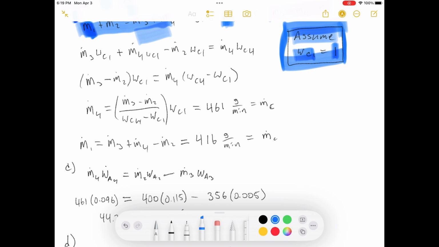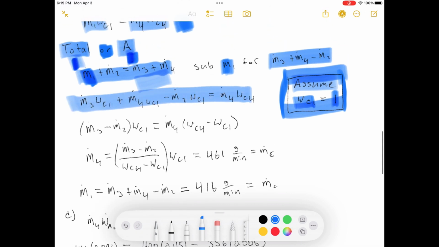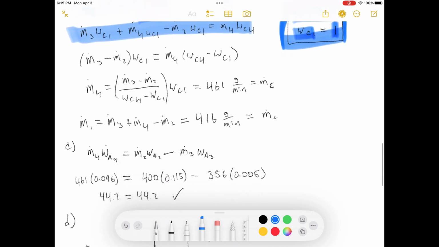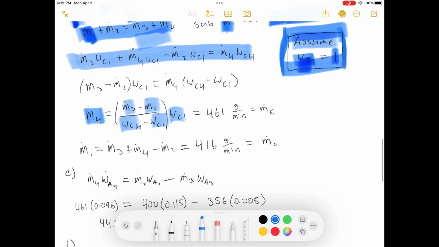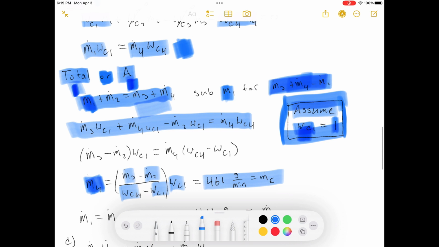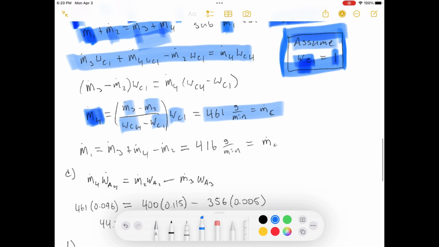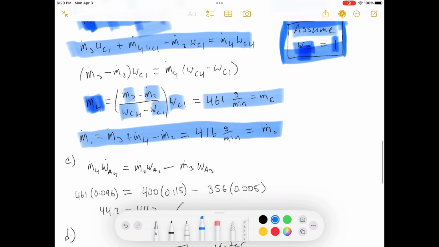Okay. So we just basically do the algebra from here. After we do this substitution, we do some simplifications and we solve for M4. All of these things are known, especially if we assume that equals 1, and then we solve. Okay, the mass flow rate of the extract is 461. And now that we know what M4 is, we can go back to our initial total balance, and we have each one of those components now. And so now we just solve for M1, which is the mass flow rate of component C.